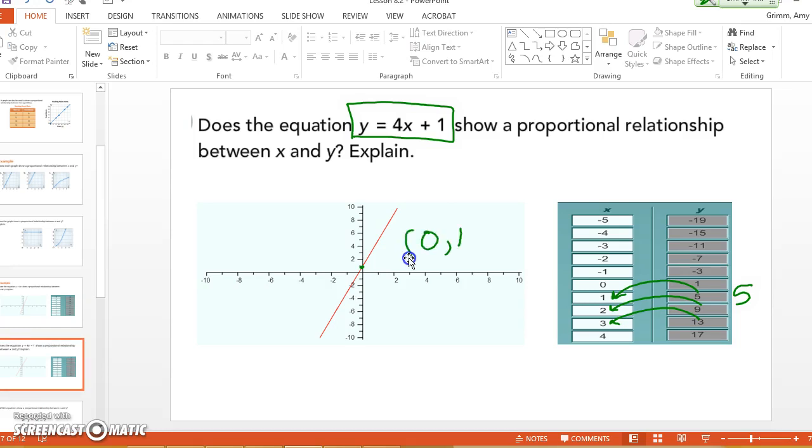0, 1. All you people who don't know your coordinate pairs. Okay, now, where do you see that in the equation? In the middle? Where does it say it? Isn't it right there? Plus 1. What do you think would happen if they changed it to minus 2?